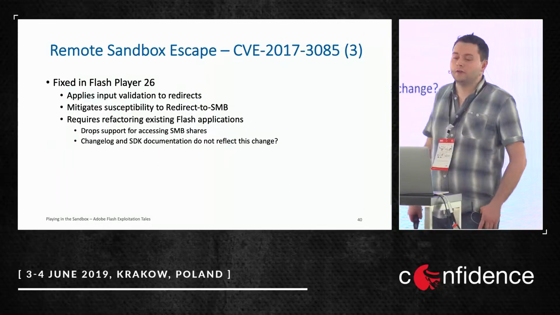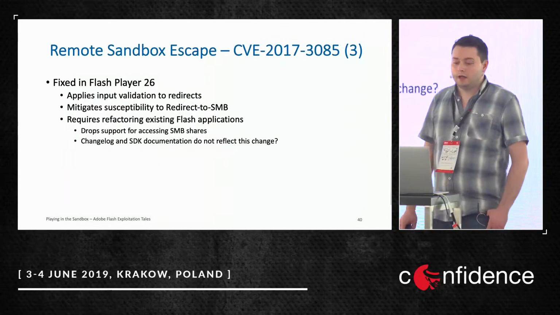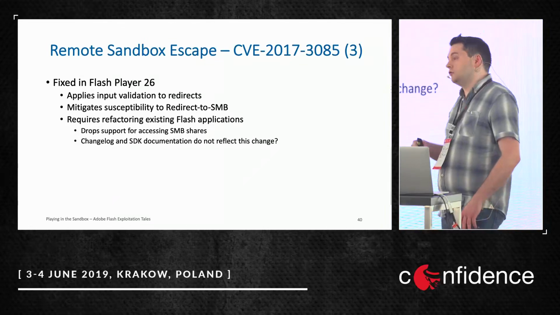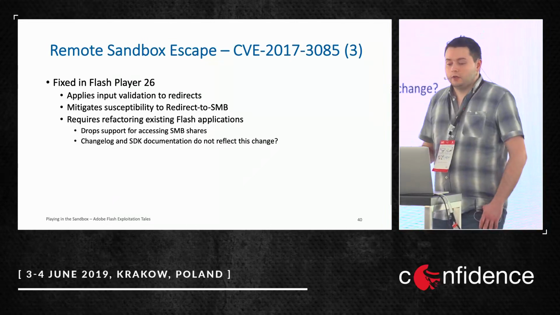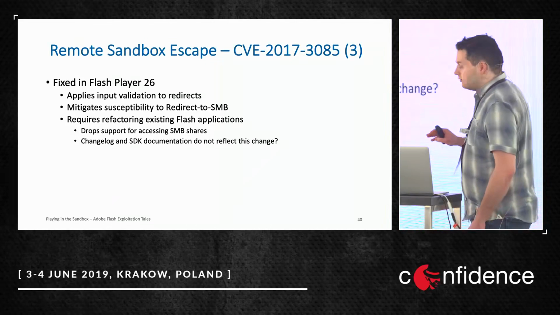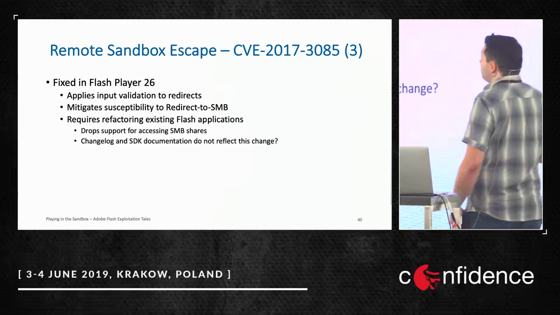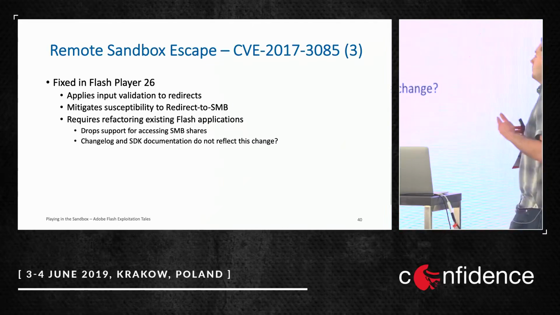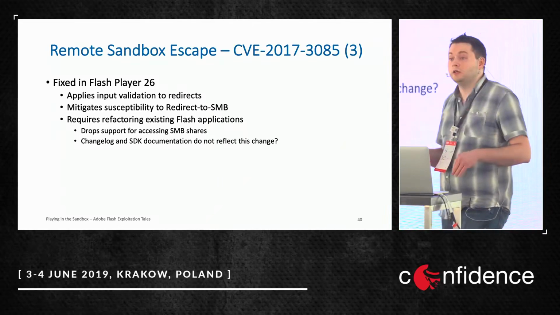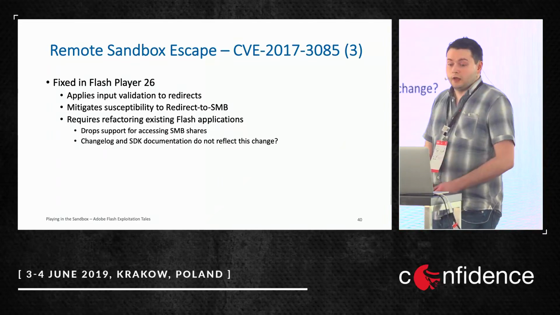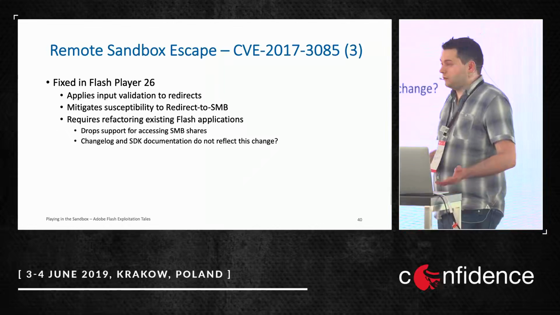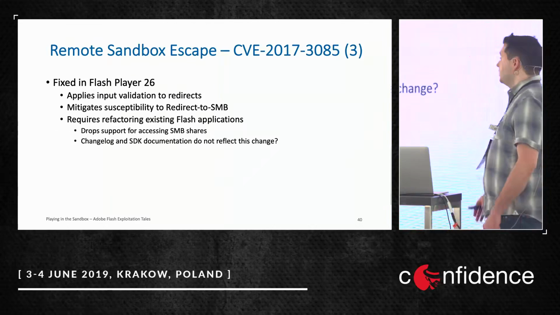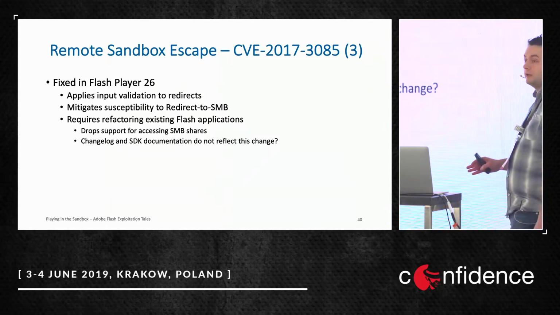So this vulnerability was fixed in Flash Player 26. Basically it does so by applying input validation to redirects as well. The interesting thing is that it again required refactoring for existing Flash applications, because it now drops support for SMB altogether. And it was a bit unfortunate that this change was not actually reflected in the change logs or the developer documentation.